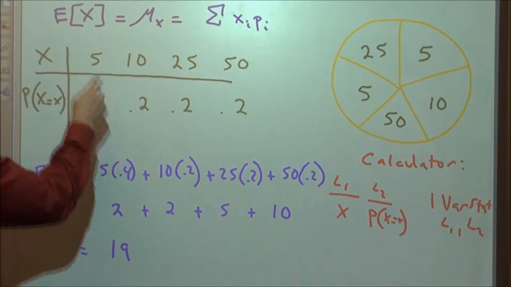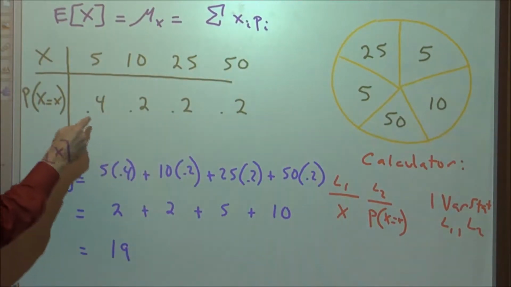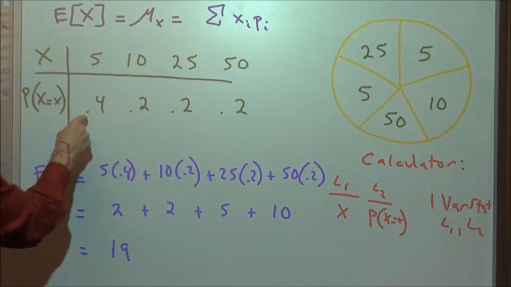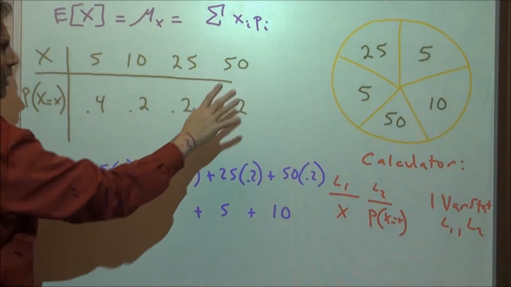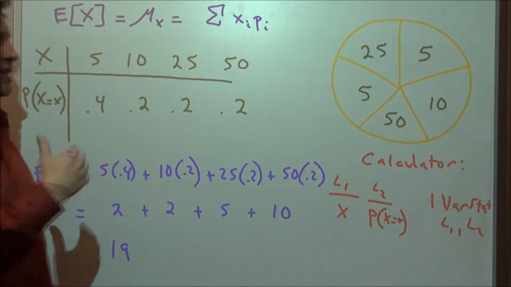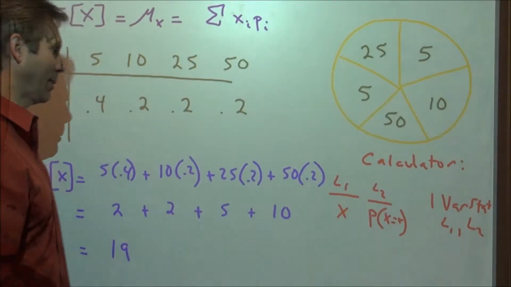The random variable takes on the values that can be spun. Notice that 5 happens twice in 2 of the 5 spaces. That's 40%. The other probabilities are 1 out of 5. There's the expected value formula for a random variable. It's at the top of the page on your formula sheet for probabilities.